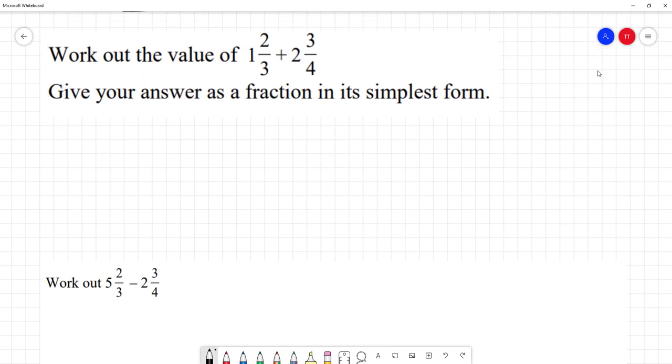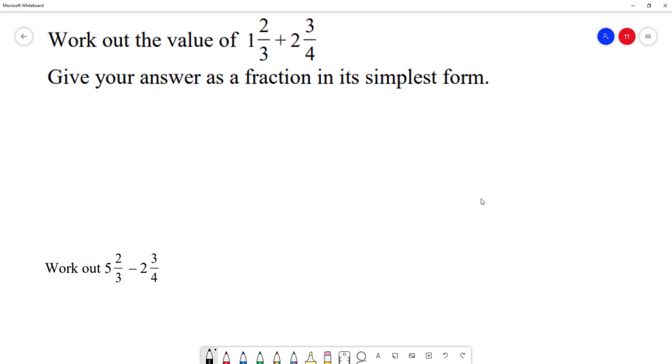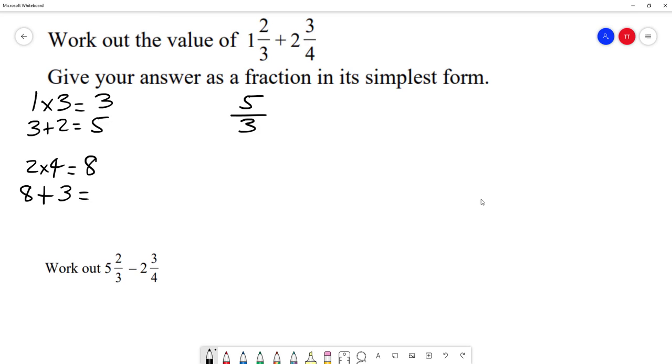The next type is when you have a mixed number. If you've got a mixed number like 1 2/3 plus 2 3/4, what we do is 1 times 3, which gives me 3, and we add the numerator, so 3 plus 2, which is 5. So that gives me 5 over 3. Now we do the same for the other fraction. 2 times 4 gives me 8, and 8 plus 3 gives me 11. So I get plus 11 over 4.